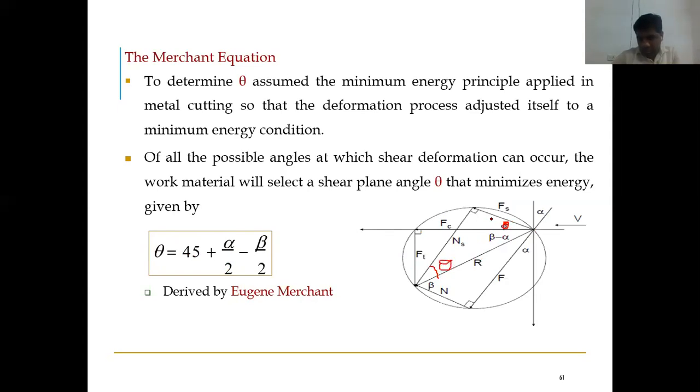So if you add all the angles, theta plus beta minus alpha plus theta, this comes to 90 degrees, because this is a right angle triangle. In a right angle triangle, one angle is 90 degrees and the remaining two angles add up to 90 degrees. So when you add these and equate to 90, you get this equation. I'm not going to discuss the derivation here. Please remember this. This is called the Merchant equation.